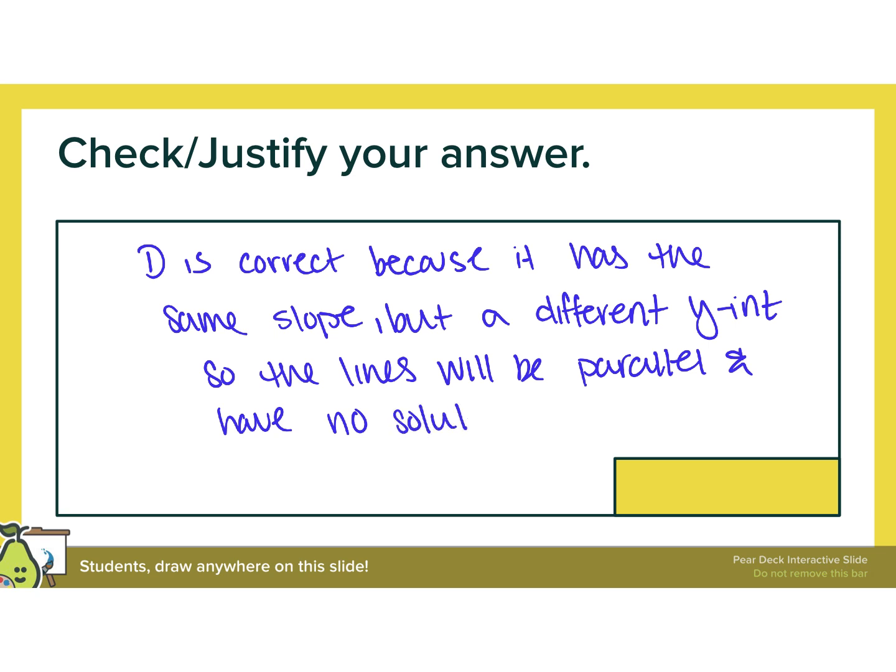All right, there's going to be 2 more practice problems, and then it'll be time for the exit ticket.